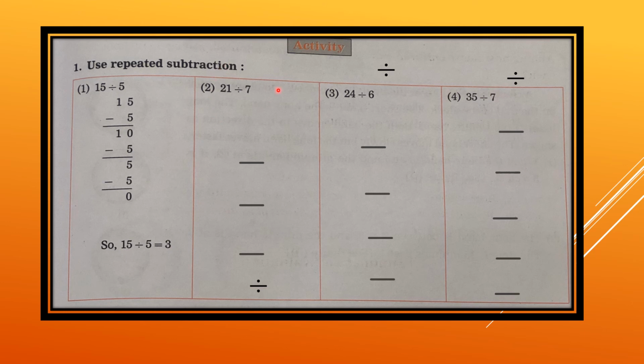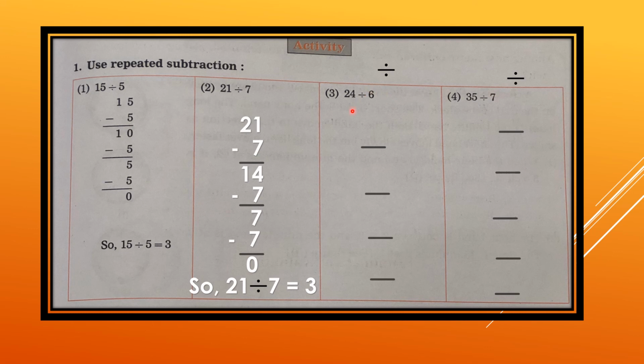Let us see how to do 21 divided by 7. We have 21 minus 7, the answer is 14. 14 minus 7, the answer is 7. 7 minus 7, the answer is 0. So 21 divided by 7 is 3. Once, twice, thrice. If you tell your 7 times table, till you reach 3, you will get 21.